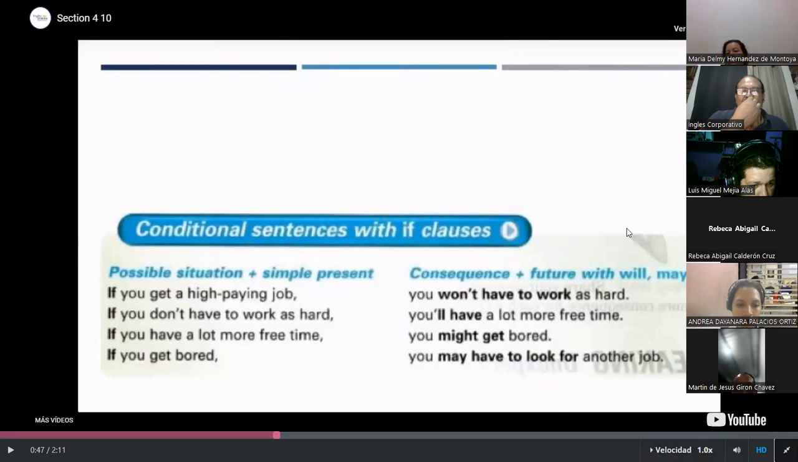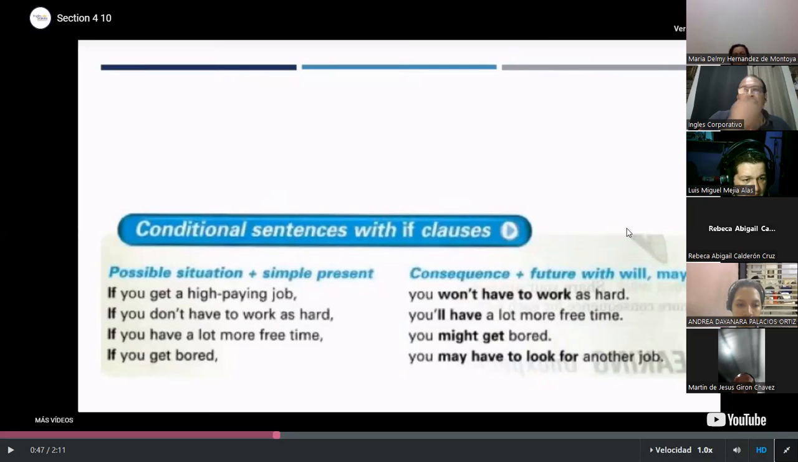If you have a TV, you might watch a movie. Correct. That's right. Yeah, if you have TV, you might watch a movie. If you have a Netflix, you may spend some time watching movies. Yes. Right. Very good.